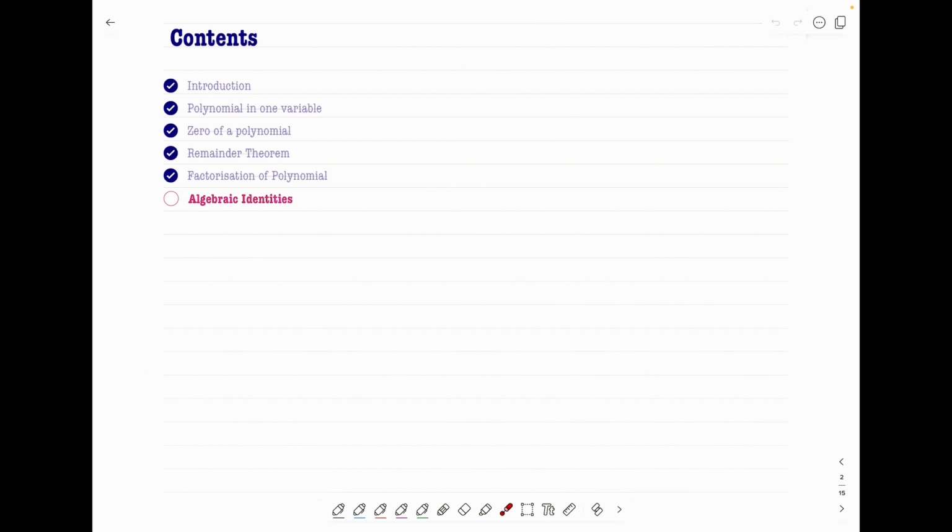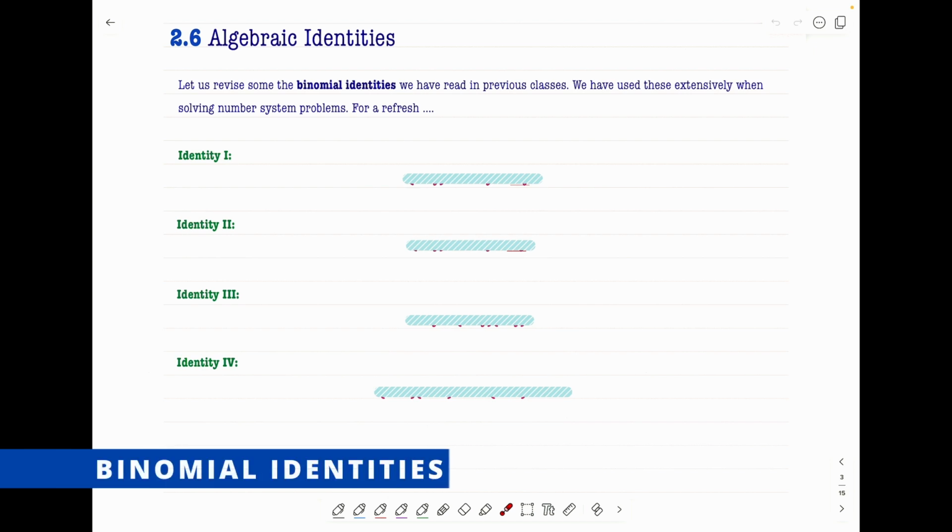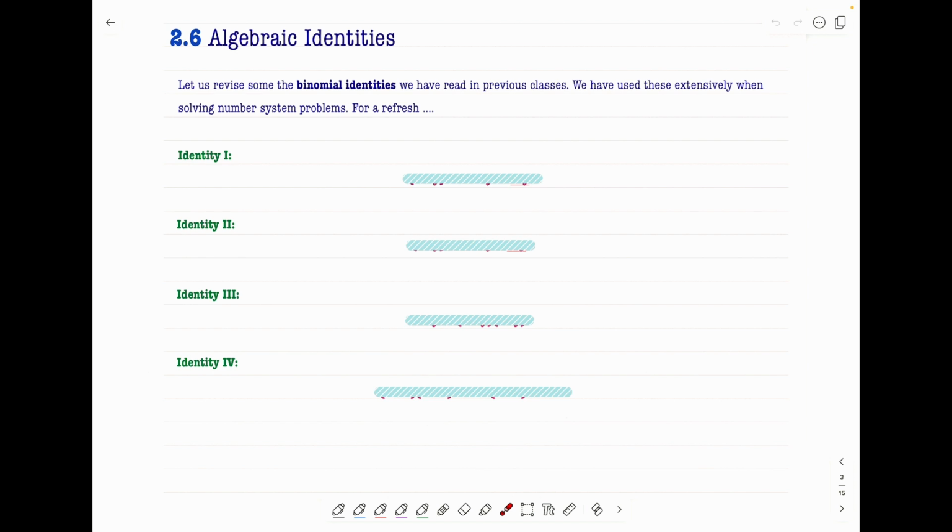Okay, so first, before moving on to algebraic identities, we have learned binomial identities. Binomial means two variables are there. We have learned about these identities in previous classes. In class 7 you have learned about these identities. First one is (x plus y) whole square equals x square plus y square plus 2xy. In class 7 you have read (a plus b) whole square equals a square plus b square plus 2ab.